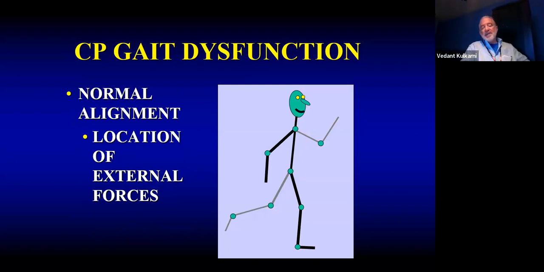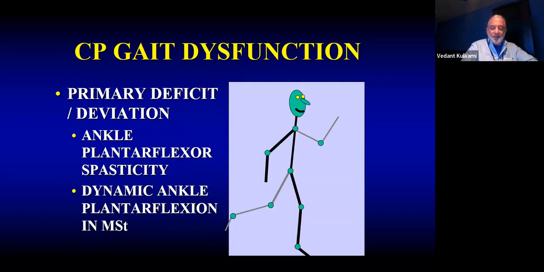So let's use the stick figure here to try to flesh this out, if you will. Here we're going to focus on the limbs in black, normal alignment in mid stance. When everything is properly aligned at the ankle, the ground reaction force is located where it should be relative to the joint centers above. If we have excessive ankle plantar flexion and it's due to spasticity, we would consider it a primary deviation.